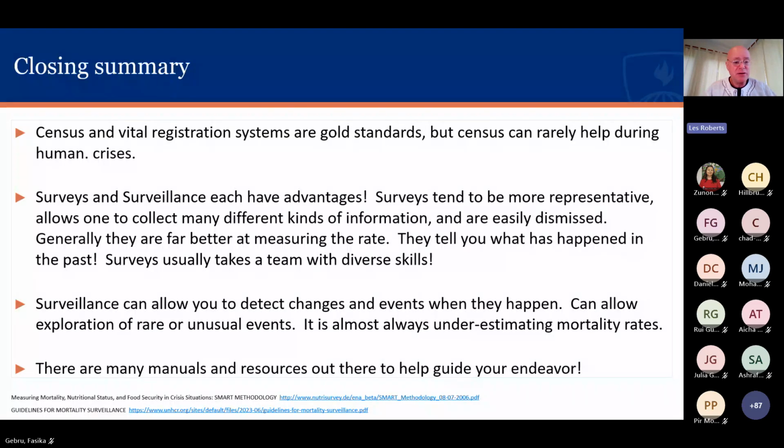So to close out, census and vital registration are the gold standard, but sometimes they just don't apply in emergencies. Surveys and surveillance each have advantages. Surveys tend to be more representative and allow you to get different kinds of information and generally a more accurate measure of the rate, but it takes skills and it can be disbelieved. Surveillance tends to allow you to detect things when they're really happening and stop them when they're happening, but it's almost always an underestimate of the true rate.